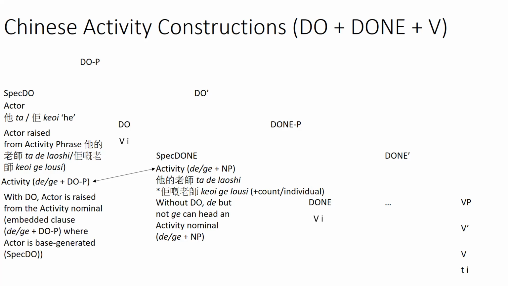If we project further and have a matrix actor in the specifier of matrix do be, then the embedded clause in the activity nominal has to base generate the actor as well. But here it consists of D and G plus a clause, as opposed to D and G plus a noun. We hence get these differential patterns between the activity nominal in Chinese dialects.